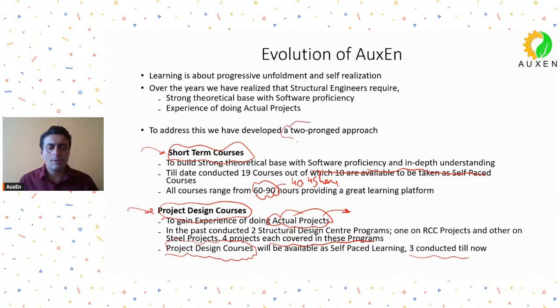That has been our two pronged approach: to conduct short term courses which focus on getting a strong theoretical base, having a deep, in depth understanding and developing a good software proficiency. That is the aim and objective of conducting short term courses. And in the project design course series, we try to take up an actual project and we do it as it would be done in an actual design office.